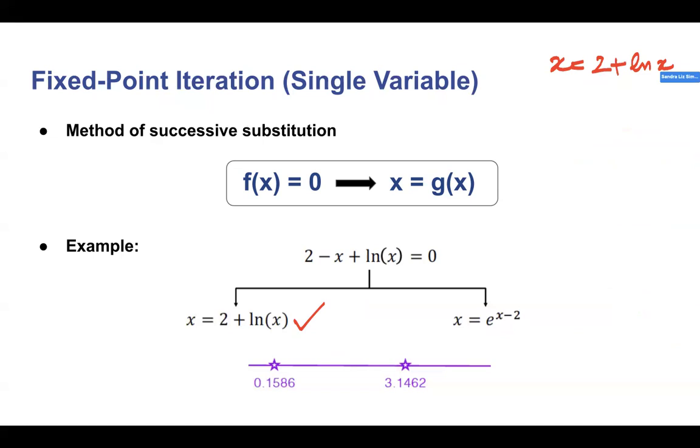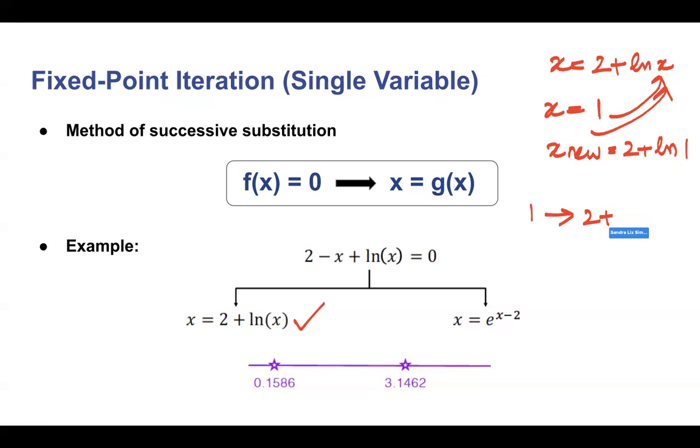Let me assume the initial value x is equal to 1. I substitute x is equal to 1 here, and I get the new x value as 2 plus ln 1. Once I get the new x value, I put that again back into the equation. Using 1, I get a different value, 2 plus ln 1. Again I put this value in, so it becomes 2 plus ln of (2 plus ln 1). Like that, I go forward and I land on a single value.